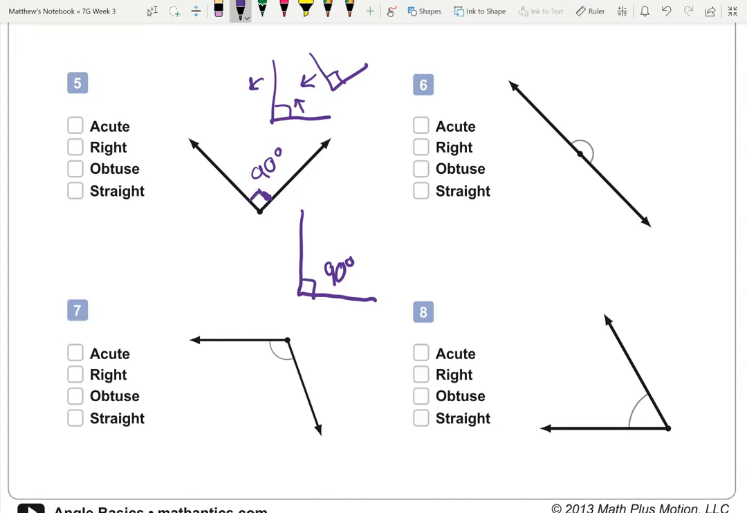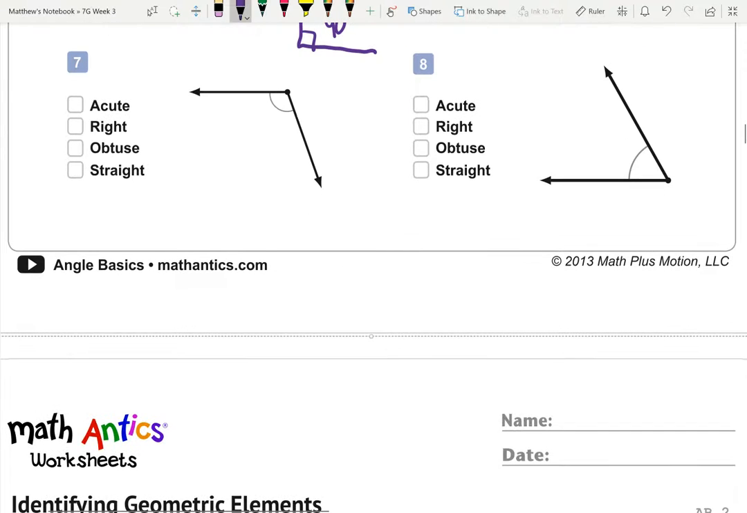All right, next we have a straight line. So this is a straight line, 180 degrees. This one's pretty easy to remember because it's straight. And then we have 7. This one here is greater than 90 degrees because this would be 90 degrees here. So since it's larger than that, it's going to be obtuse. And then here we have an angle measure that's less than 90 degrees. So this is going to be acute.